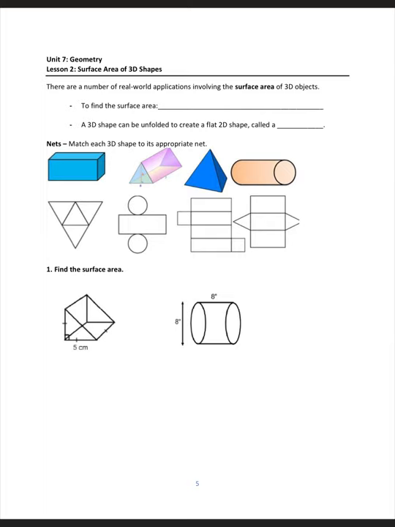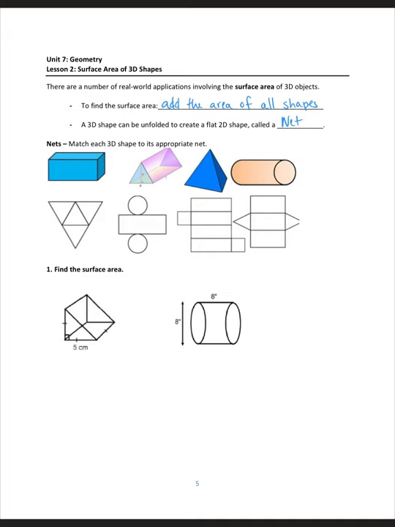So to find the surface area, we're going to add the area of all shapes. And to determine how many shapes there are in a 3D shape, we often will split the 3D shape open theoretically and try to lay it flat on the page to make a two-dimensional flat shape, which is called a net.